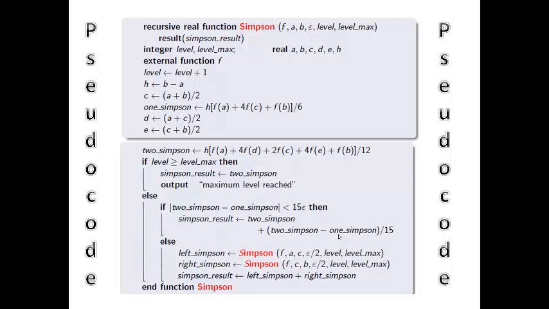The author does leave out the fact that you're going to need variables for one Simpson and two Simpson, left Simpson, right Simpson, and Simpson result. So you'll need to declare those up here where you declare the variables. By writing a driver computer program for the pseudocode and executing it on a computer, the authors obtained a value of 0.208 for the nasty integral that we saw in the previous slide.